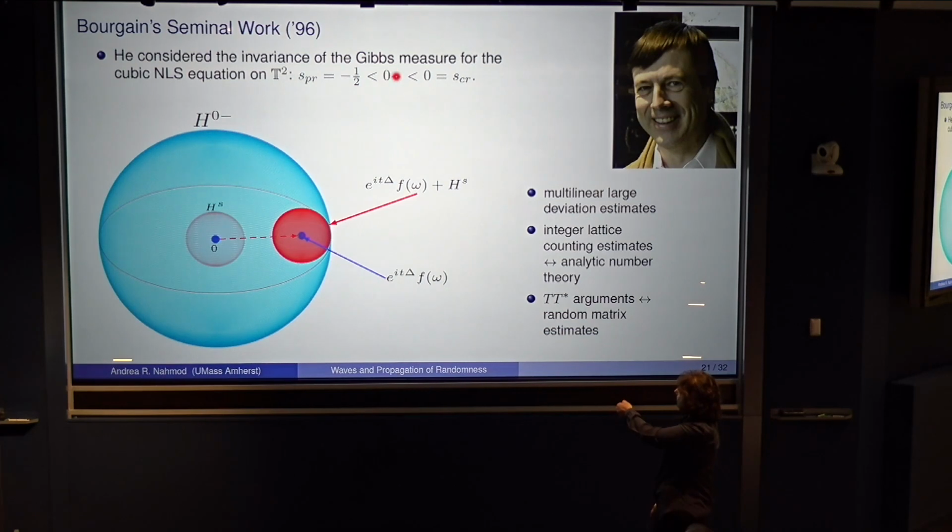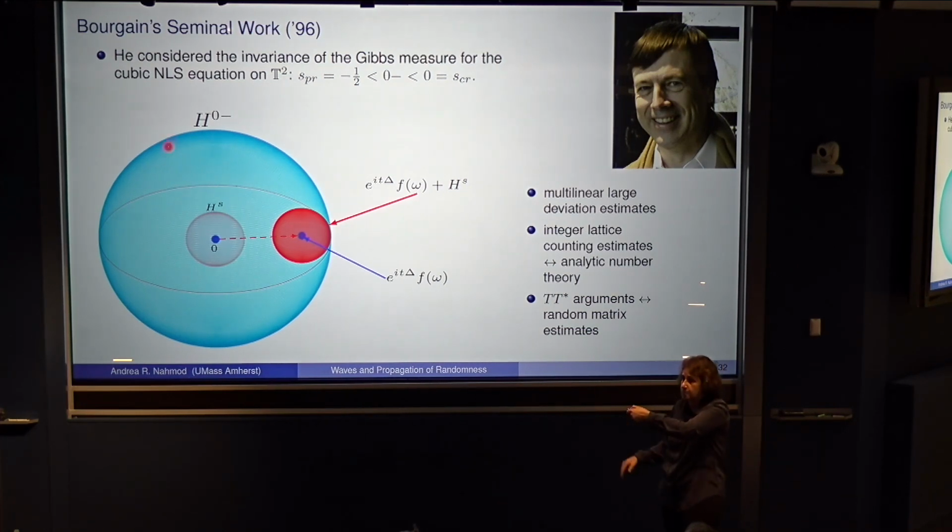He had a measure that lived below L2. That's what 0 minus is. And the equation he was looking at was the cubic equation in 2D that has deterministic scaling L2, which is what this 0 means. So there is no way that you can find a solution by doing a fixed point argument, Picard iteration, in just this H0 minus, right? This is super critical. You will never be able to close your estimates.